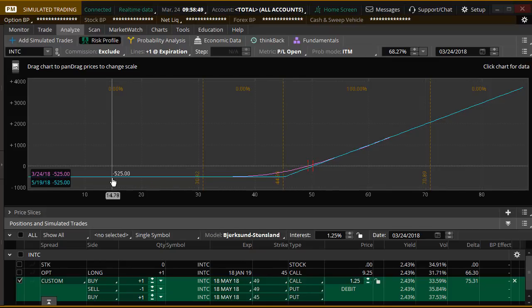Our max loss on this trade is different though than if we buy a long call. Our max loss on the long call would be what we paid on the trade. Our max loss on this is where we cut off the risk or place that stop loss. So this trade has a maximum loss as it stands at about 425. It has an unlimited upside profit potential.